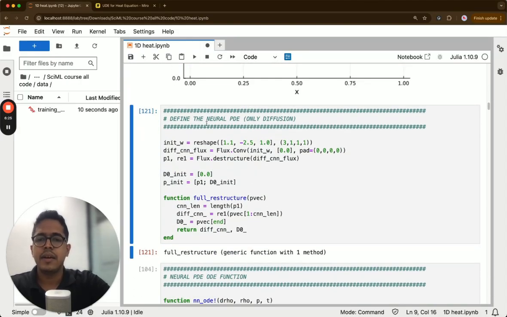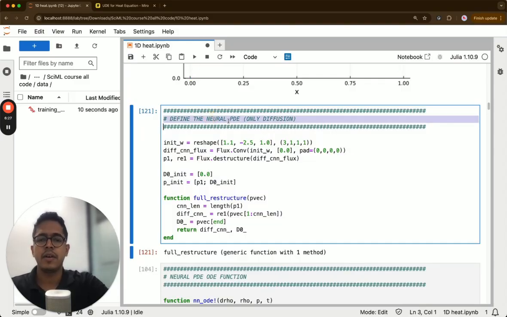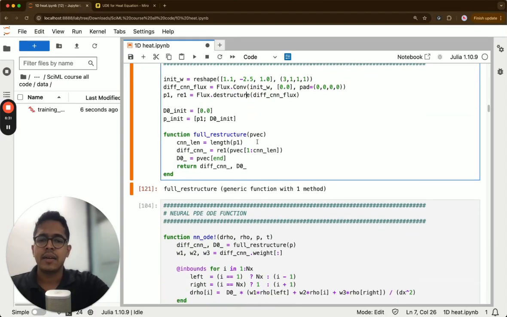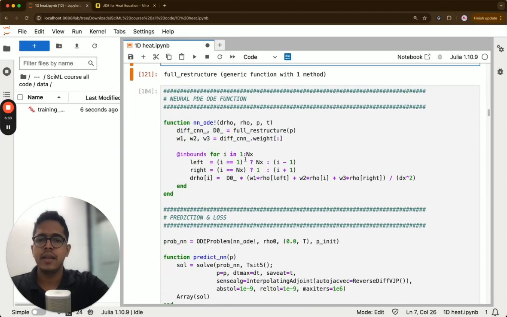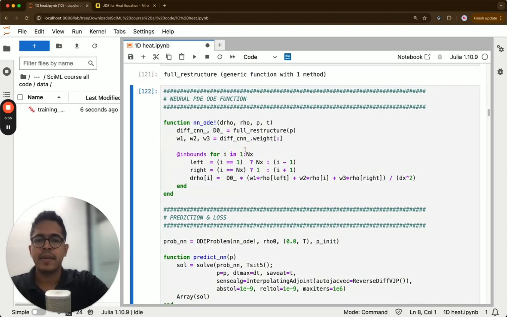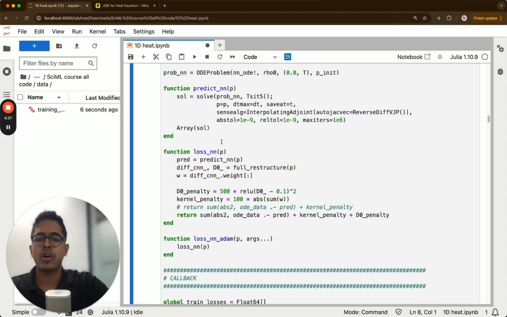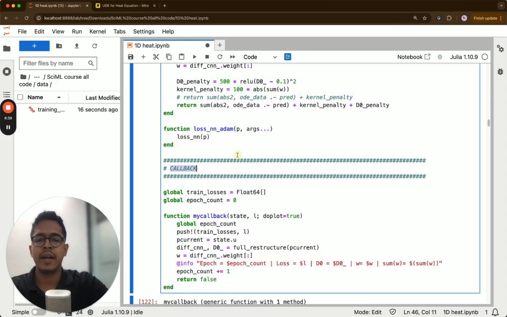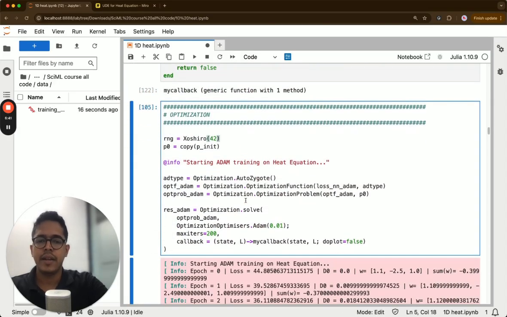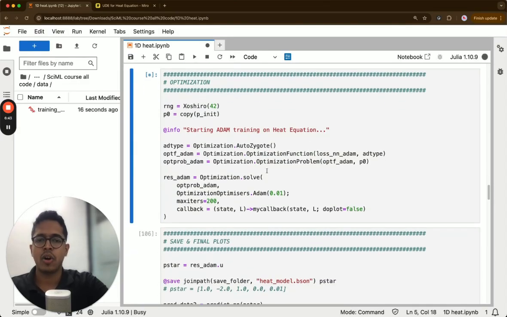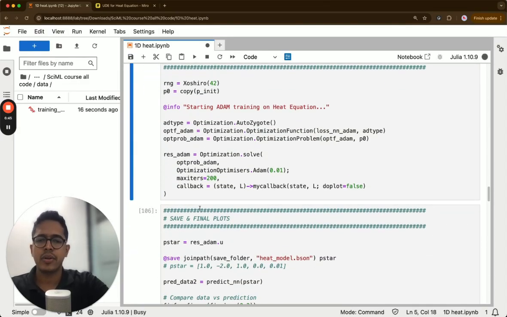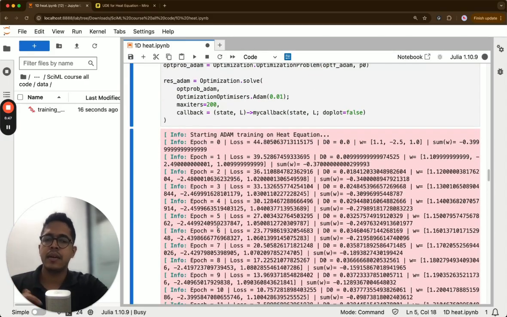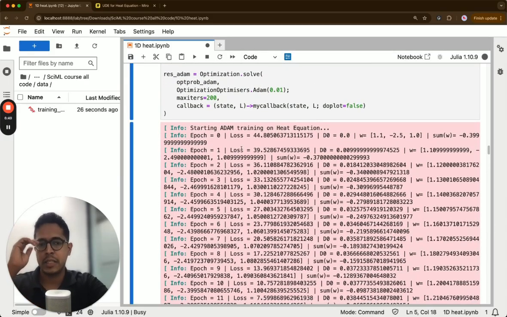Then here we are defining the neural network plus partial differential equation. So that's the UDE, and nothing is displayed. It's just the function. Then here I am defining the loss plus the callback for printing the epochs. And here we do the actual optimization. I'm running for 200 epochs. This is very fast because my grid is very sparse.